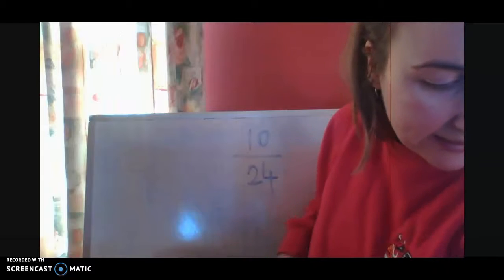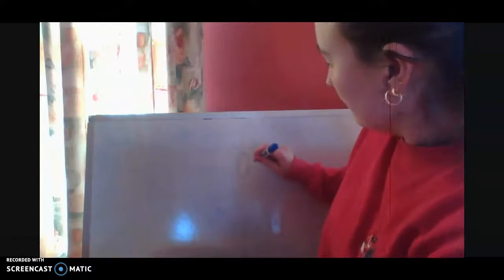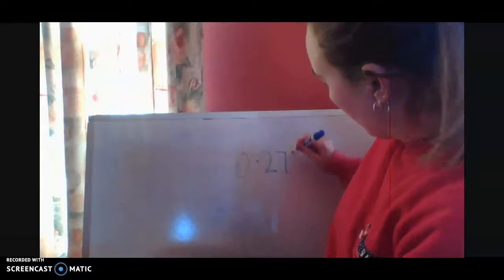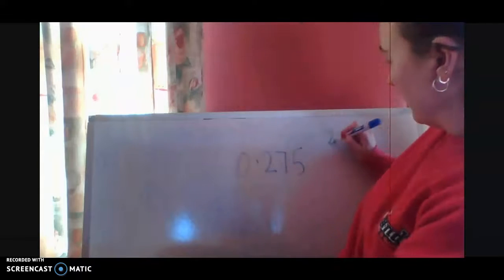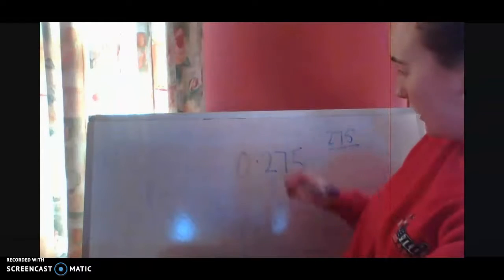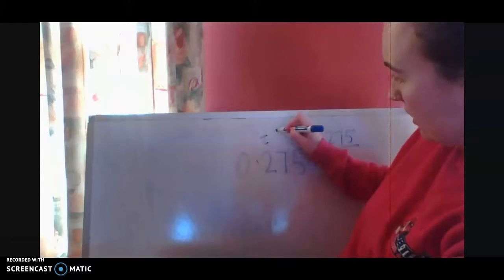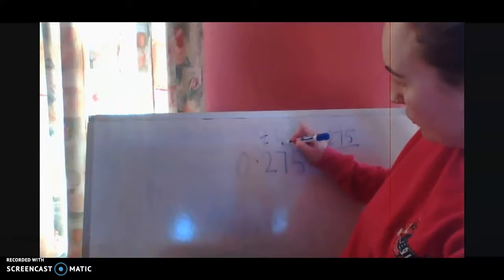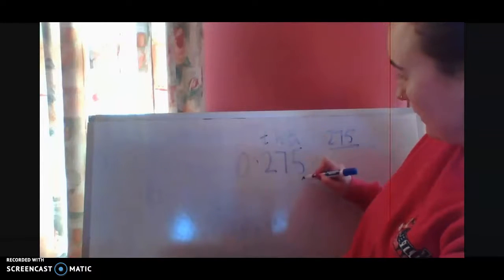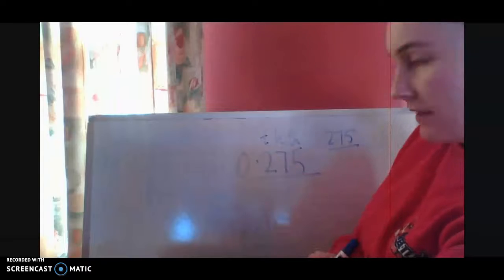Number 6, 0.275 is 275 over what? So you've tenths, hundredths, thousandths. So that would be over 1,000.